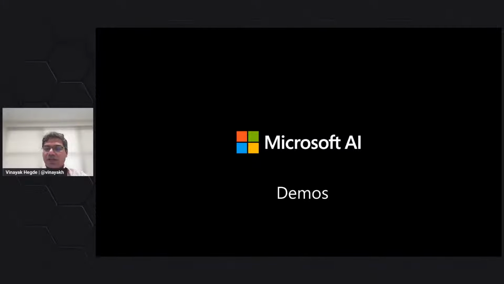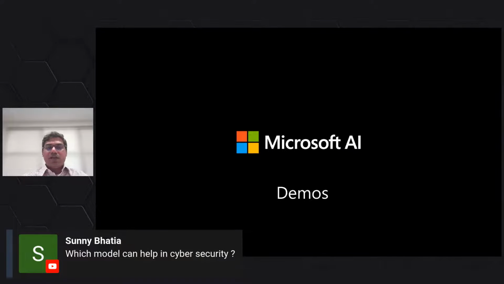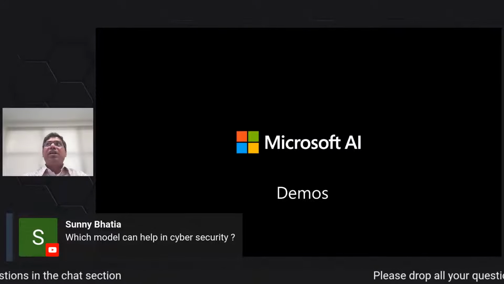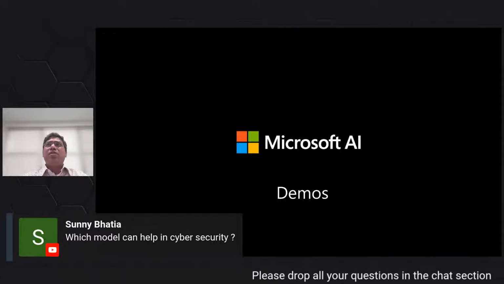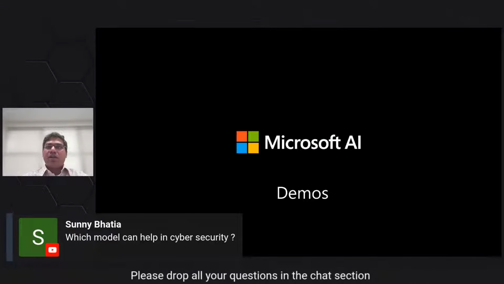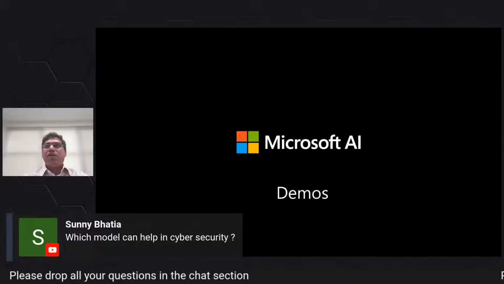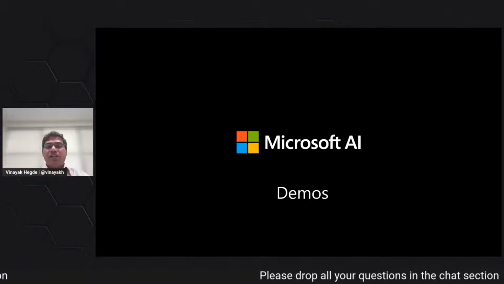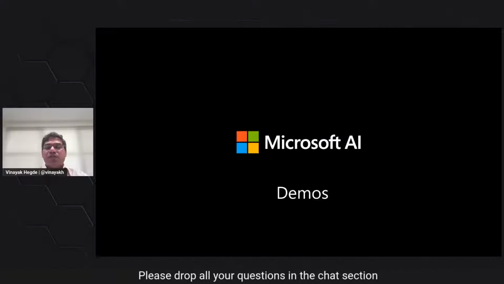We have some questions. Which model can help in cybersecurity is asked by Sunny Bhatia. Depending on what you're using, if you're doing, for example, log processing, maybe tokenization and figuring out what is happening in the logs, the ADA model could be useful. If you are looking at log output and you want to summarize what is happening, like, is there an attack, or are there a lot of requests coming from certain IPs? If you want some kind of analysis, then maybe you can use DaVinci to do some summarization of the logs. So depending on the use case, you can use different kinds of models.